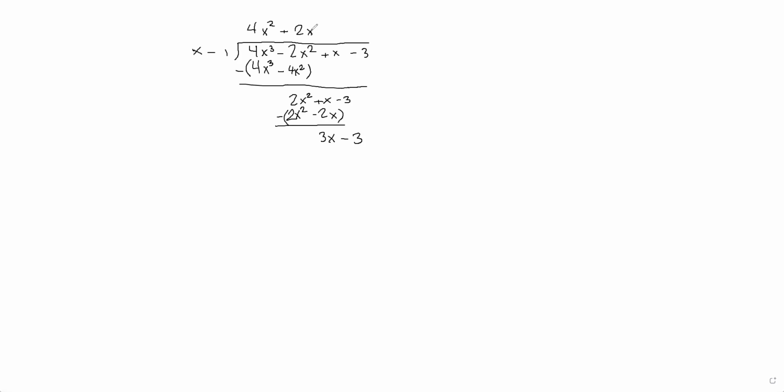So x can go into 3x. That would be 3 times. So 3 times x is 3x. And then 3 times negative 1 gets us negative 3. So this is similar to what we had in the last example. We have something on top minus itself. So whenever we have that situation, we just get 0. We have nothing left over. So our answer is this.